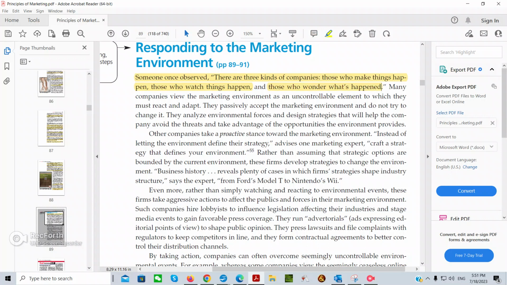okay, that's one kind of people. Those who wonder what's happened, okay. Those who make things happen, those who watch things happen, and those who wonder what's happened.